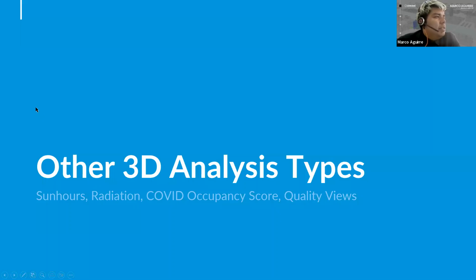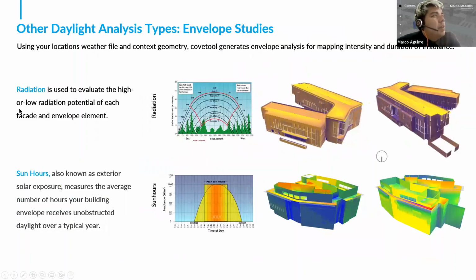So we're going to come back to daylight and pull all these different concepts together. But before we go to that section, I just want to talk about other 3D analyses that we have in Cove Tool. Two of the key analyses are only conducted on the building envelope, and also, if you do have an outdoor floor or topography object, we will conduct these analyses on those objects. We conduct radiation and sun hours.